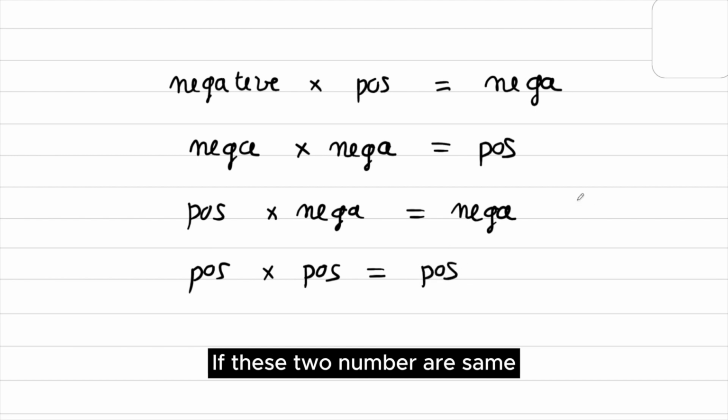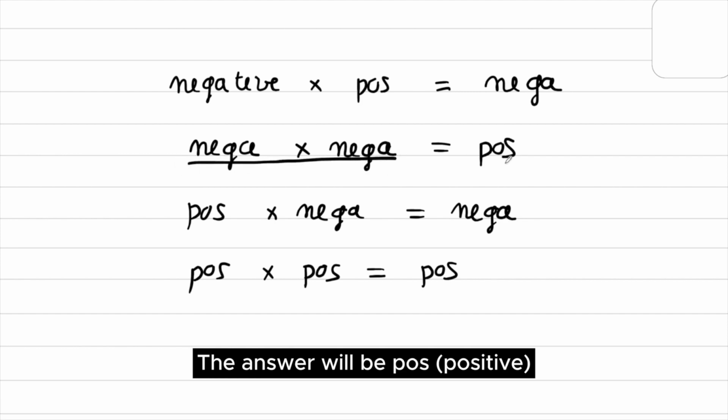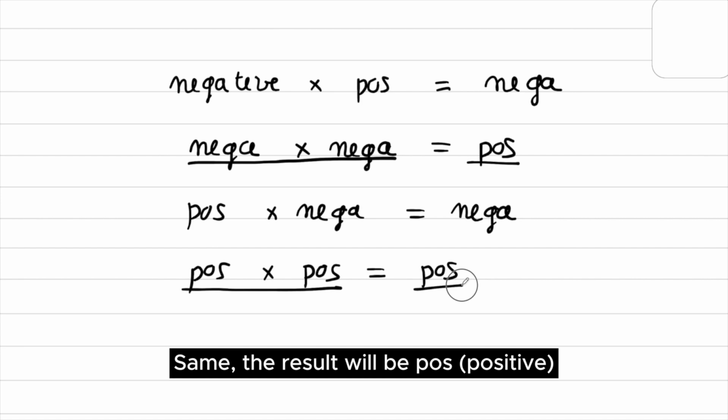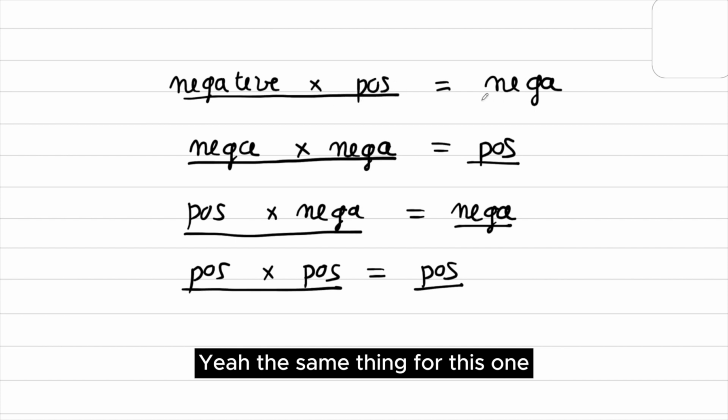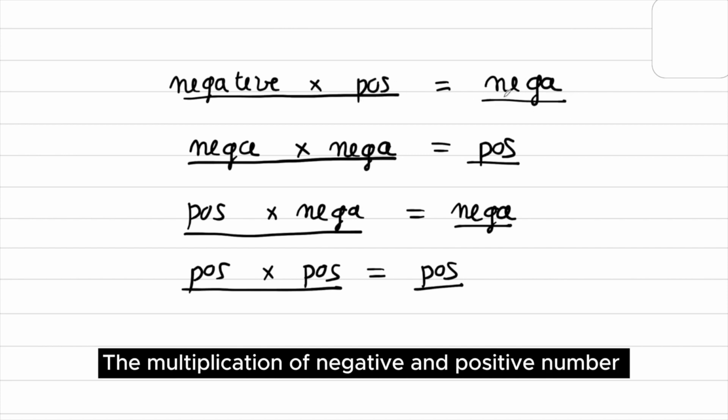If these two numbers are the same, the answer will be positive. If they are different, the result will be negative. Yeah, the same thing for this one. Okay, that is the summary table about the multiplication of negative and positive numbers.